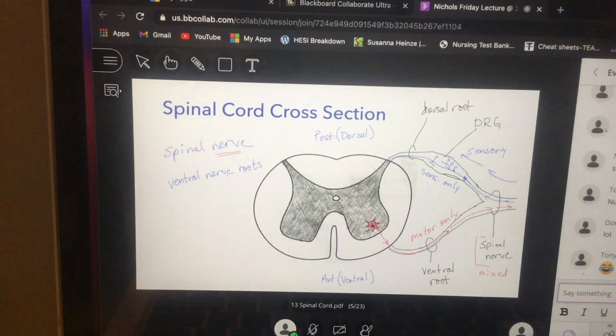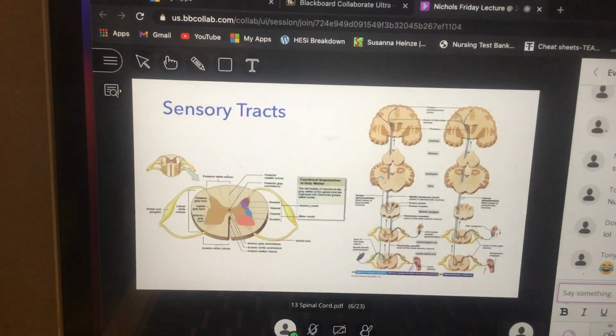Okay? So that one that I skipped, how does the brain send impulses to a motor neuron in the anterior gray horn? That's where we get into studying these things called tracts.